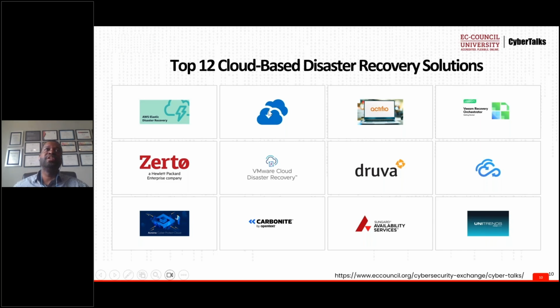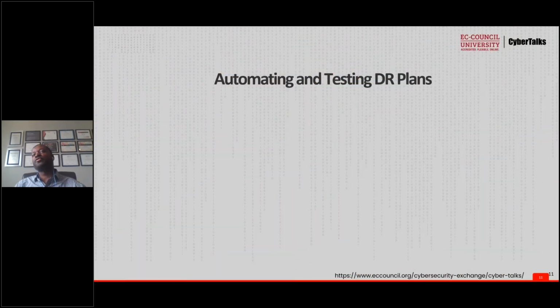Let's build on the solution landscape by walking through the core practices that bring automation and testing to life within your DR strategy. Now, this slide outlines a four-part approach that helps teams move from a more manual process to a fully optimized and continuously tested recovery environment.